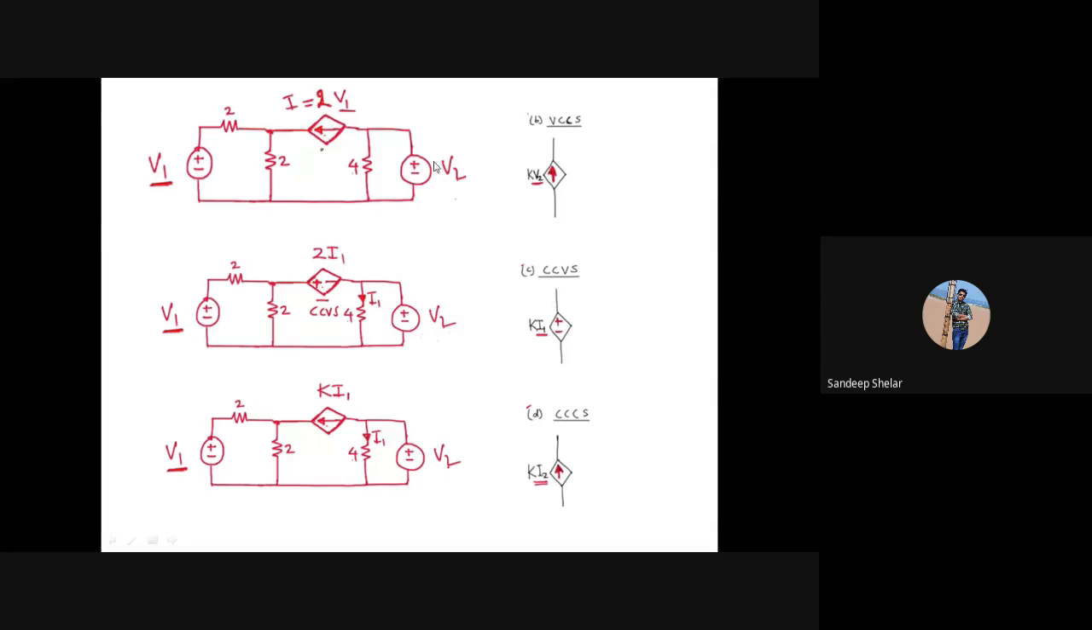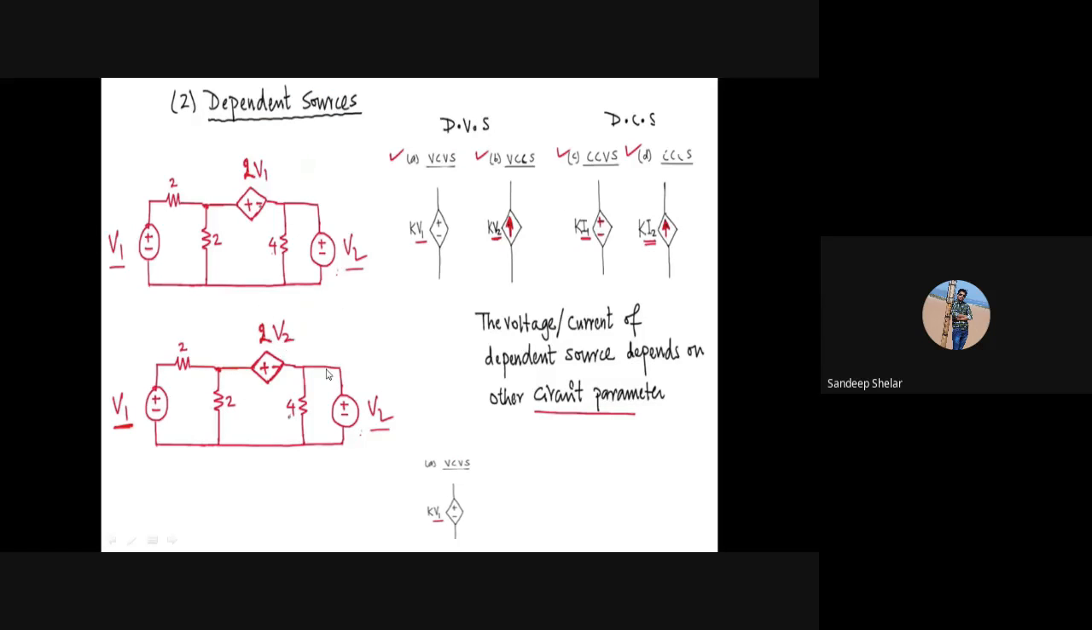This is the example of a voltage controlled voltage source. Here V1 is controlled by this voltage source. Also, if the voltage source V1 is replaced by V2, then V2 is the voltage source controlled by this voltage source. This is the example of a voltage controlled voltage source.